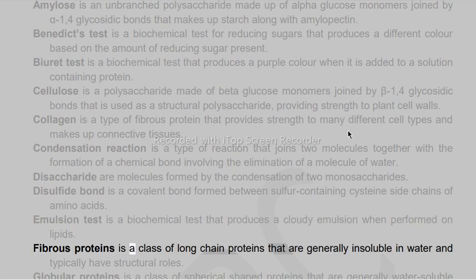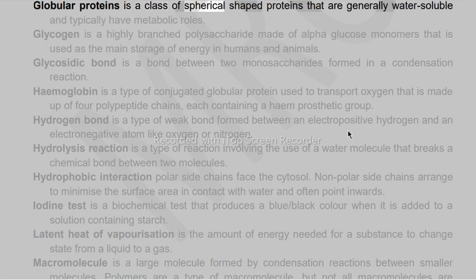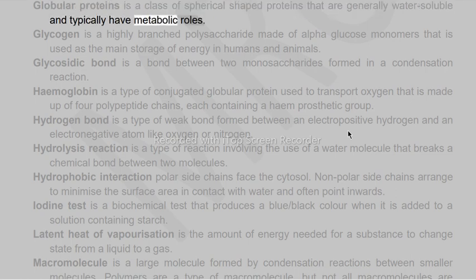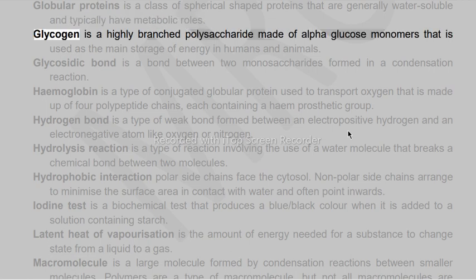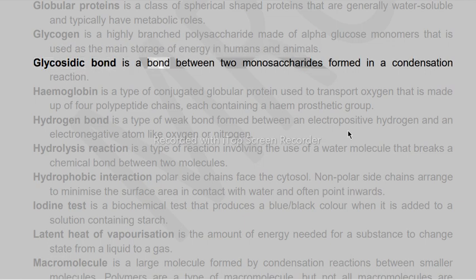Fibrous proteins are a class of long-chain proteins that are generally insoluble in water and typically have structural roles. Globular proteins are a class of spherical-shaped proteins that are generally water-soluble and typically have metabolic roles. Glycogen is a highly branched polysaccharide made of alpha-glucose monomers that is used as the main storage of energy in humans and animals. Glycosidic bond is a bond between two monosaccharides formed in a condensation reaction.